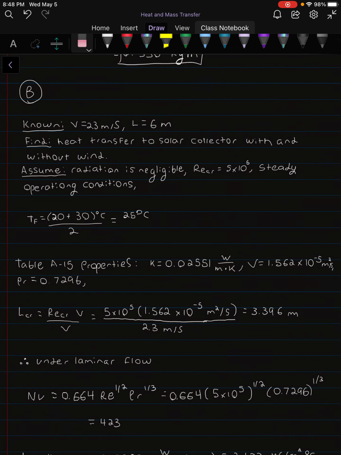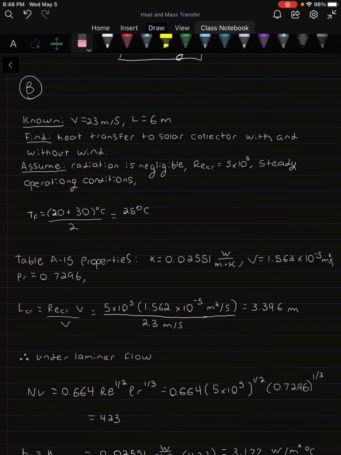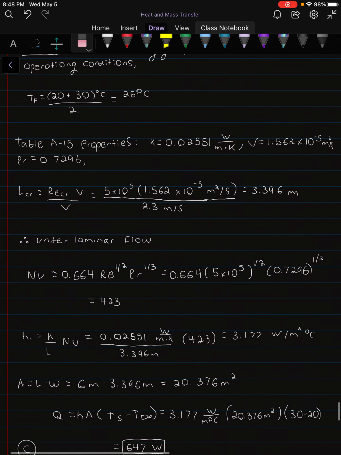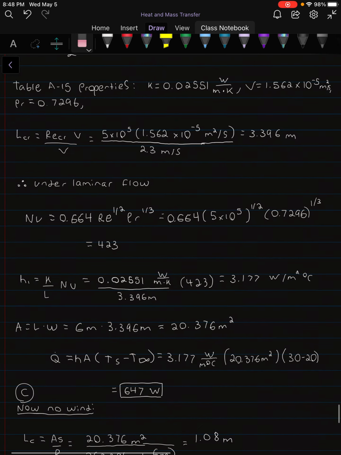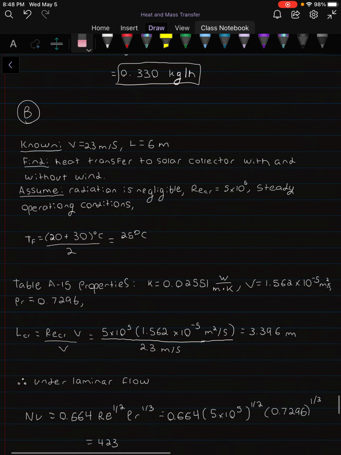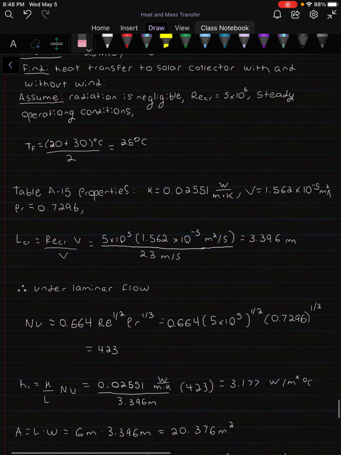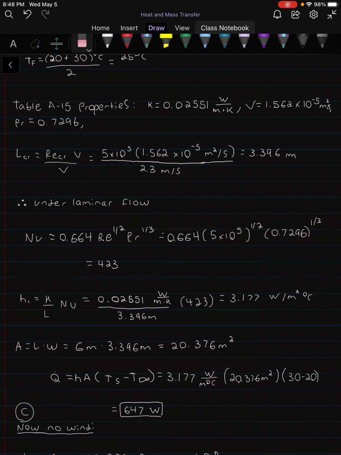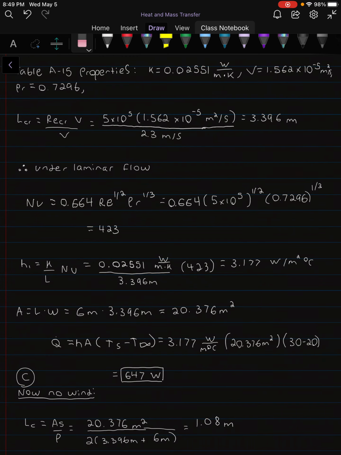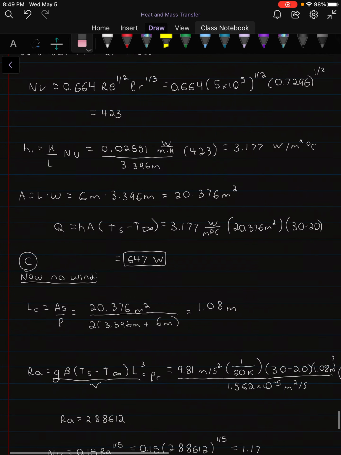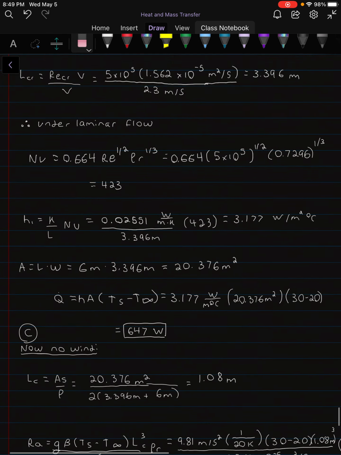Part B is separate. We have a solar collector, and we want to determine, with and without wind, what the rate of heat transfer is. So we can use table A-15 to get our properties of air at the average temperature of 25 degrees C. And then our critical length can be solved for based on the fact that it is a square or rectangular solar collector, and we have the width given. And then we use our Nusselt number, you get your h, area, and then solve for Q.